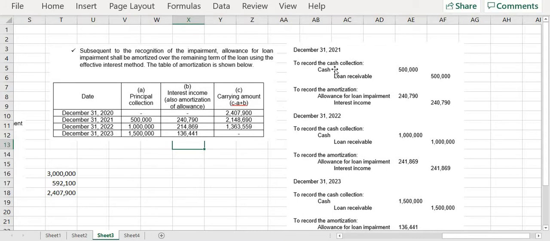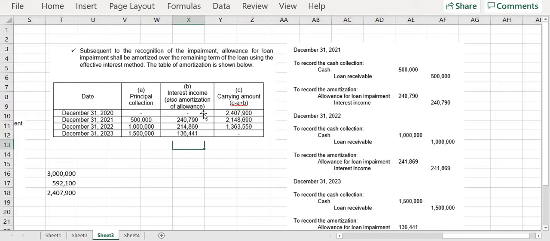Ayan. So, for December 31, 2021, journal entries, okay, that's a debit to cash, loan receivable, siyempre the 500,000 collection, no? Okay, so, to record the amortization, that's, okay, ano ba yung amortization? Ito yung interest income, okay? A debit to allowance for loan impairment and a credit to interest income na 240,790 kung na-compute natin dito.